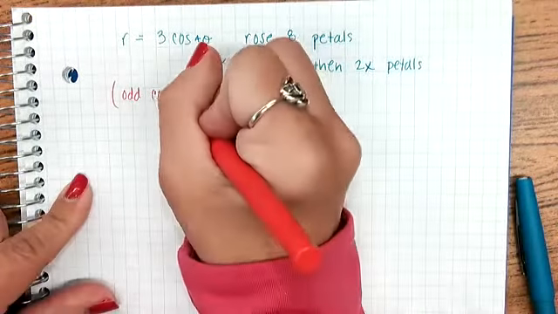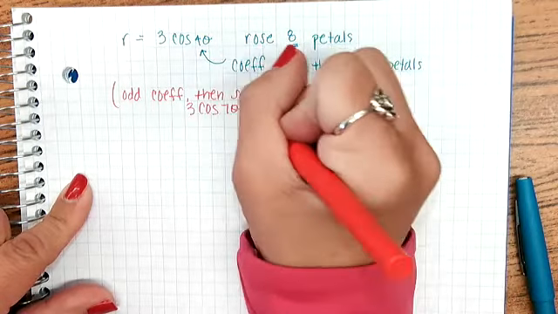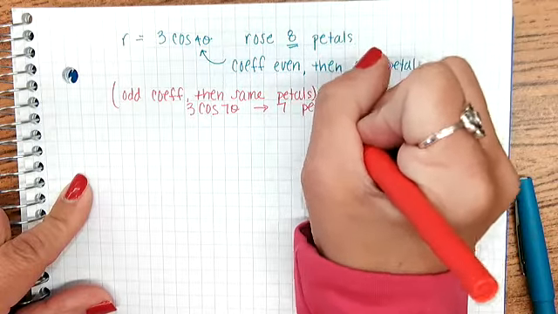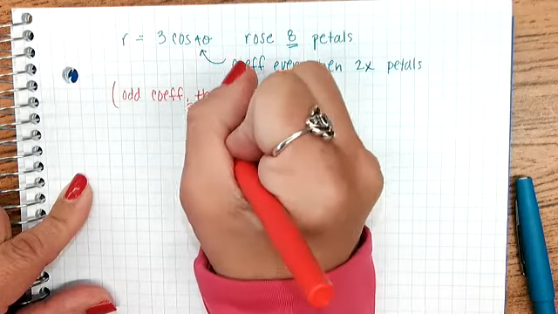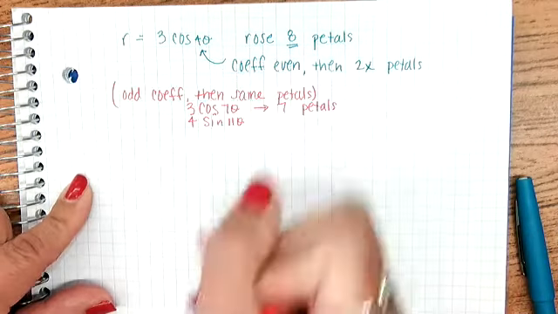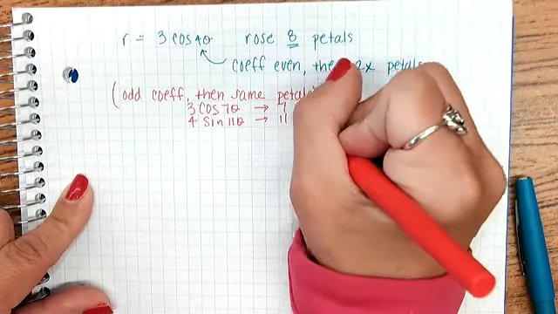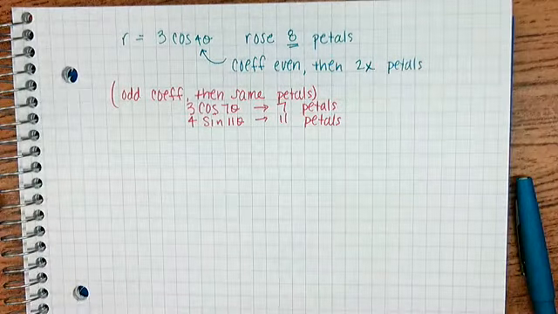Meaning, if this was 3 times the cosine of 7 theta, it would have 7 petals. If it was 4 times the sine of 11 theta, plug these into your calculator, have fun. These are super fun. You are now able to graph flowers.